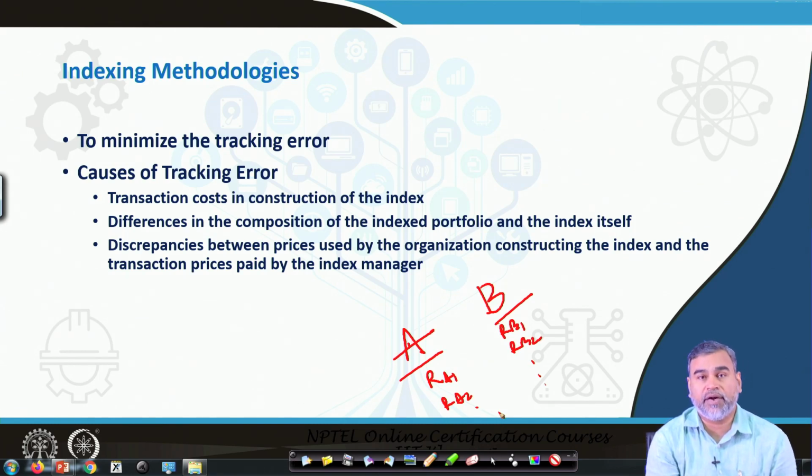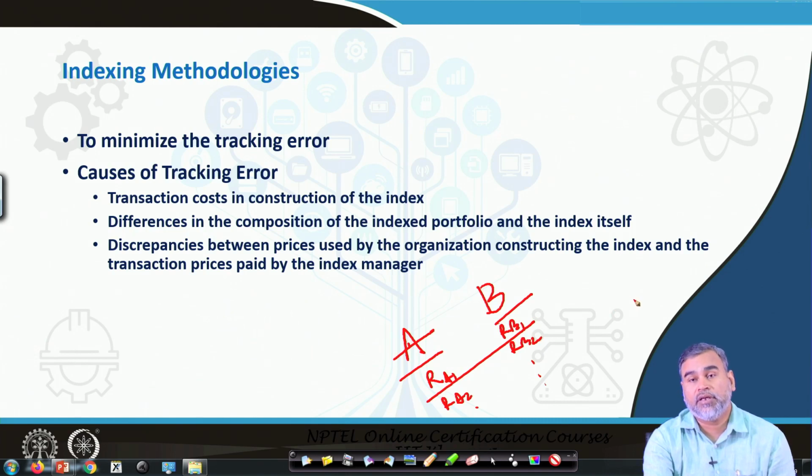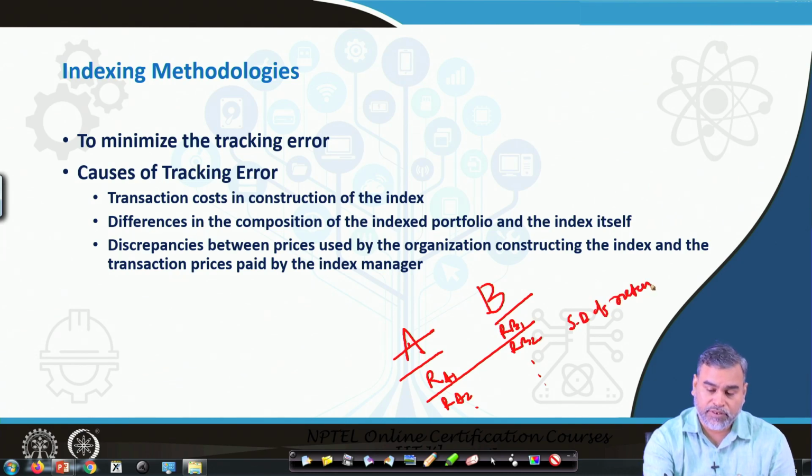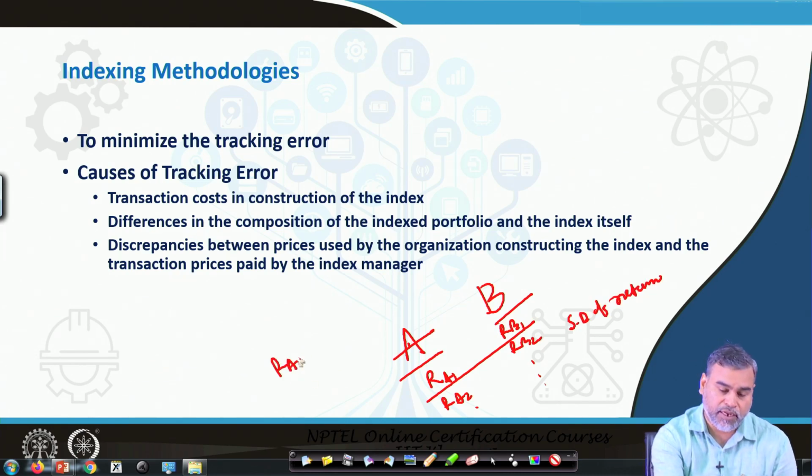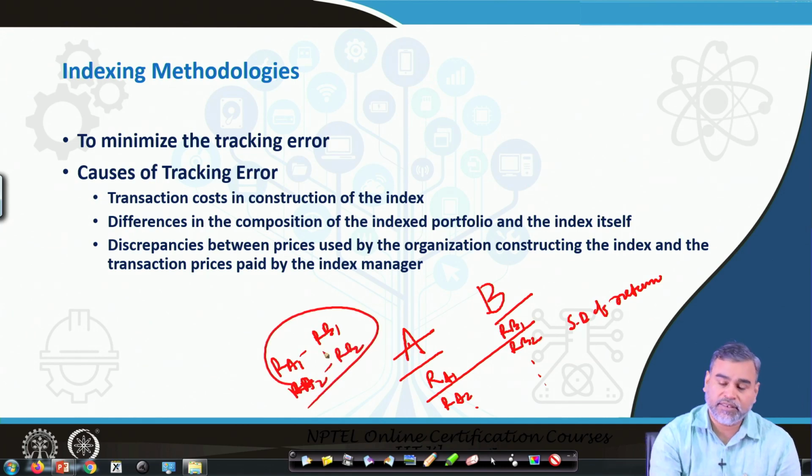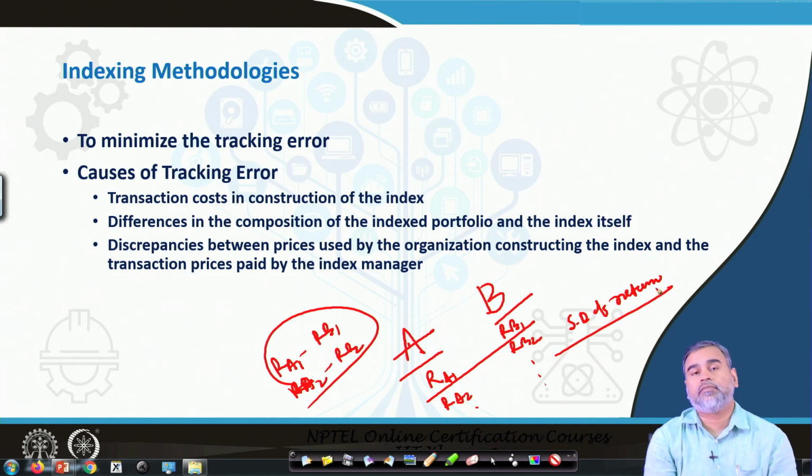Then how can we minimize that? Basically, we are minimizing the variance or the standard deviation of the return differences. Find out the SD of return differences, that means RA1 minus RB1, like that RA2 minus RB2, take the differences, find out the SD.